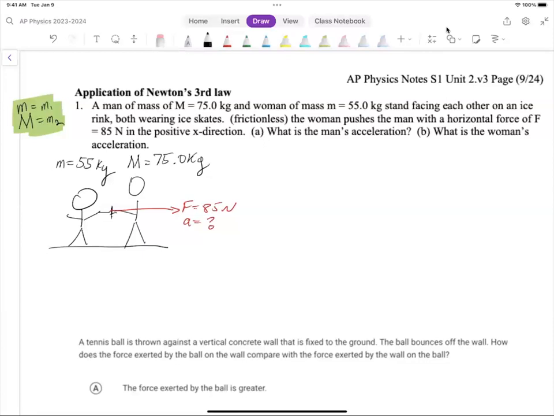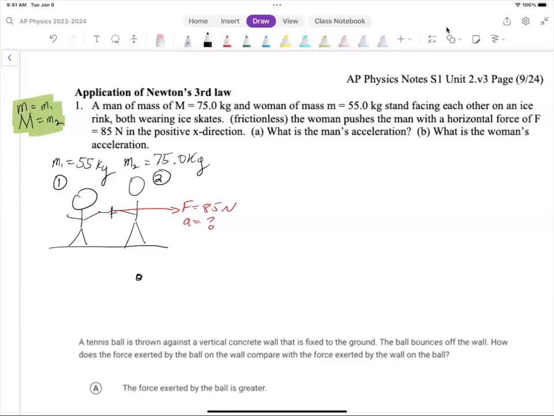I don't like capital M and then little m. So I want to use M1 and M2. So I am going to call the woman object 1 and the man object 2. Therefore, I can get rid of these awful notations they've given me and say M1 and M2. Okay. All right, we've got to figure out the man's acceleration.